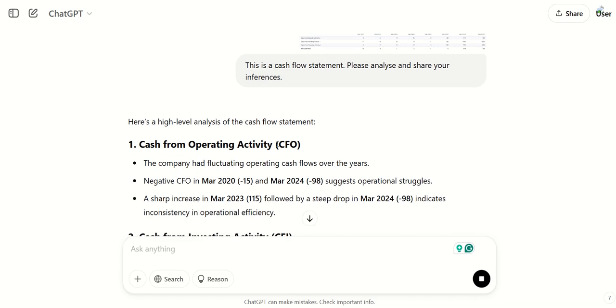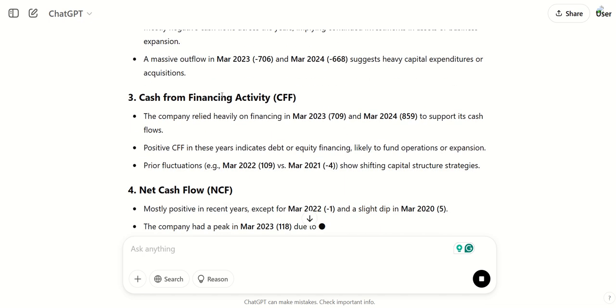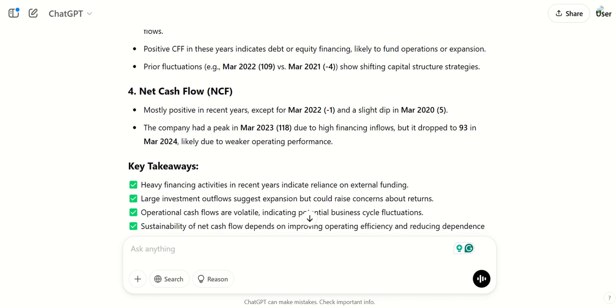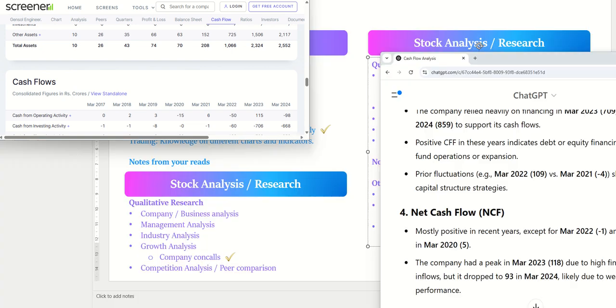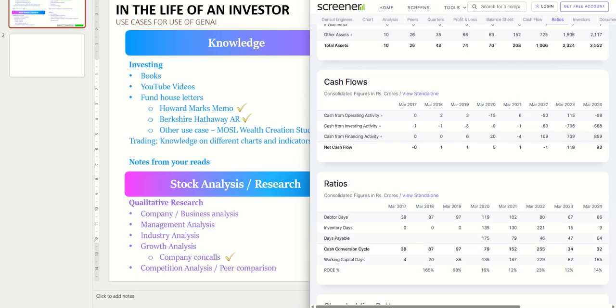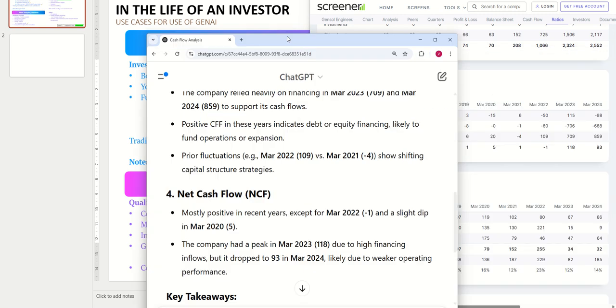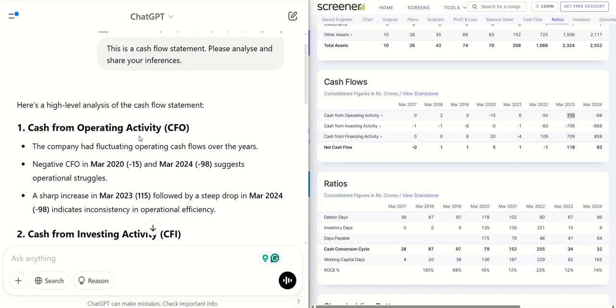Okay, it does a pretty good job. So let me compare both the windows. So if you see the cash flow, operating cash for almost most of the years it has shown negative cash other than March 2023. So let us see what the model says.